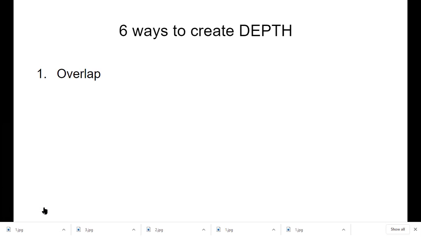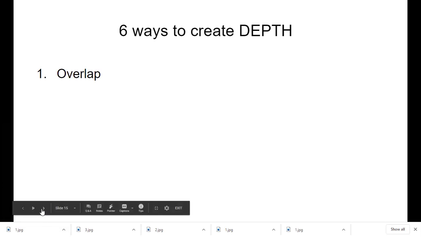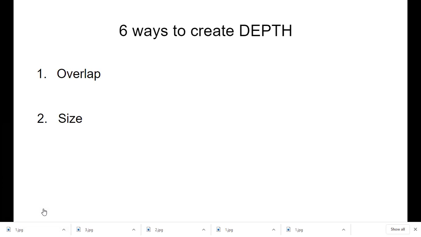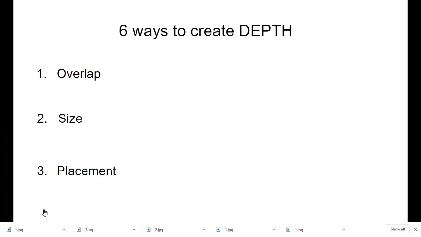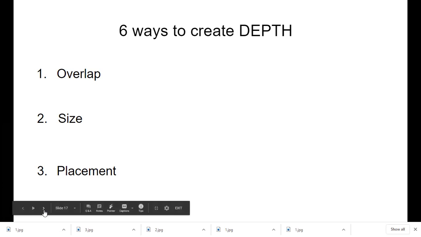The first one we talked about is overlap. So if something's partially hidden, it looks farther away. The next one is size. Remember that our brain typically thinks big means close and small means far away. Number 3 is placement, high versus low. Typically, when we place things low, our brain sees that as close. And when we place it up high, our brain interprets that as further away.